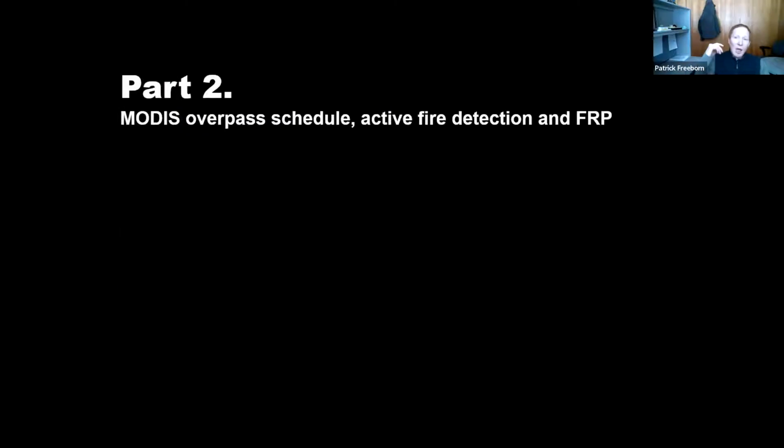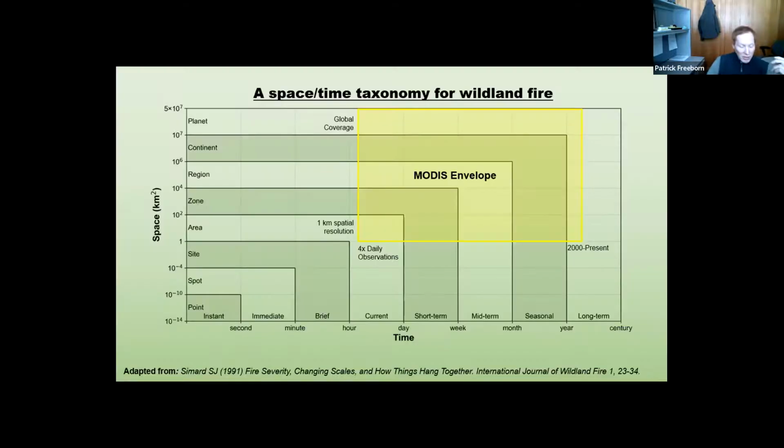Instead, what we were looking for was a long-term consistent data set that we could use to quantitatively characterize the spatial and temporal distribution of nighttime fire activity across CONUS, along with any associated trends. And so the MODIS active fire product fit that bill. Why? Because MODIS provides global coverage at 1 kilometer spatial resolution, and it's been collecting observations 4 times daily since 2000.